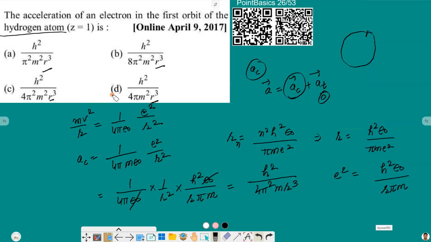So I think, yeah, I forgot one term here. I forgot the mass, so m will be there, this will be m square. So h square by 4 pi square m square r cube, that is option C. So option C will be the right answer here.